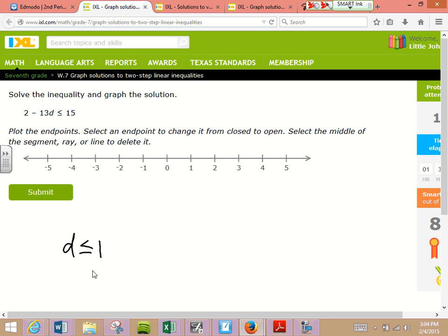So the 2 is positive, so minus 2, minus 2, negative 13 D is less than or equal to 13. 15 minus 2 is 13, right? Divided by negative 13, the sign switches, right? So D is greater than or equal to negative 1, right? Careful with the negatives. Yeah, it has to be there. So you will go here to negative 1, and it's closed.